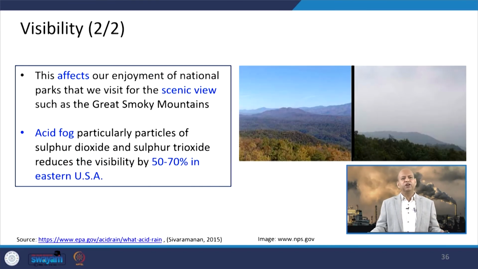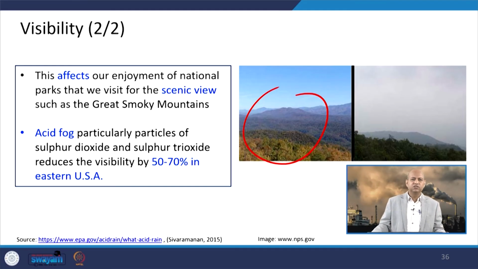This can affect even the enjoyment of national parks that we visit for the scenic beauty. If they are clear, then it is beautiful. If it is hazy, then we can't see the beauty, and the aesthetic value of those particular locations may be deteriorated. Okay? And the acid fog, particularly particles of sulfur dioxide and sulfur trioxide, reduces visibility around 50 to 70% in eastern USA, it has been observed.